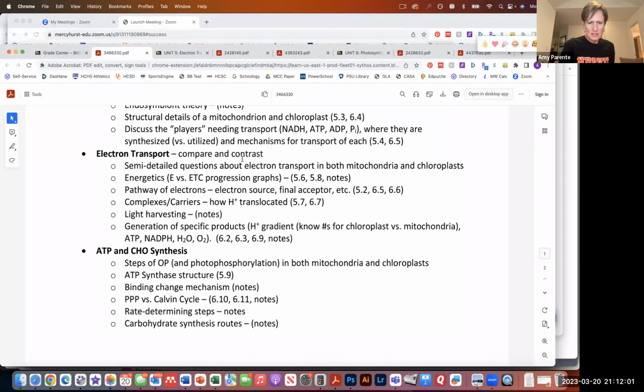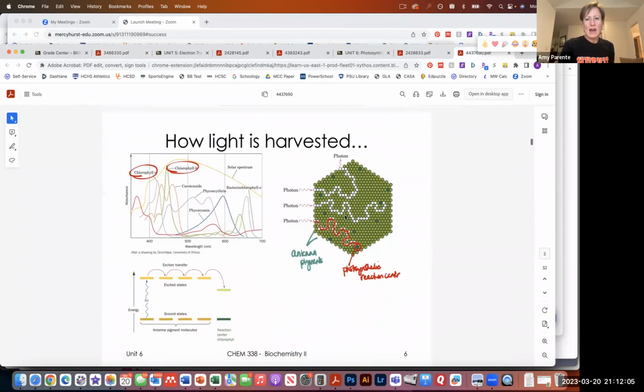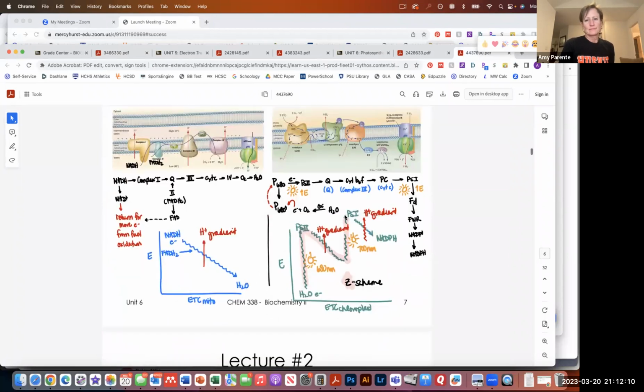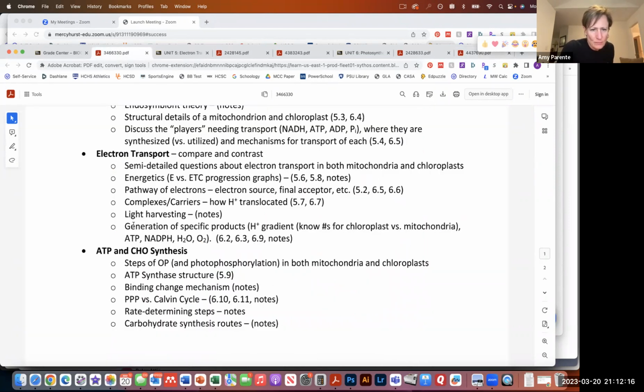We talked about light harvesting in our notes. So coming over here, how light is harvested. Let me go back here. Generation of specific products. So you may see, and I know you saw this on your quiz today, a lot of compare and contrast. So this species in mitochondria as compared to this species in chloroplast.